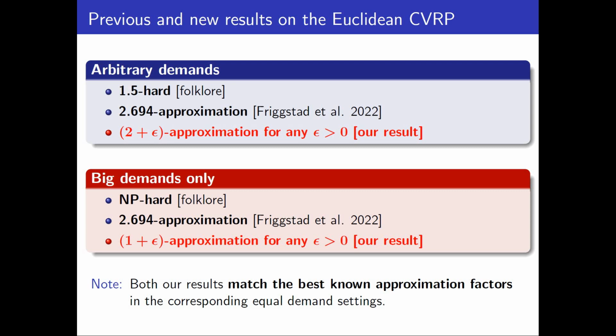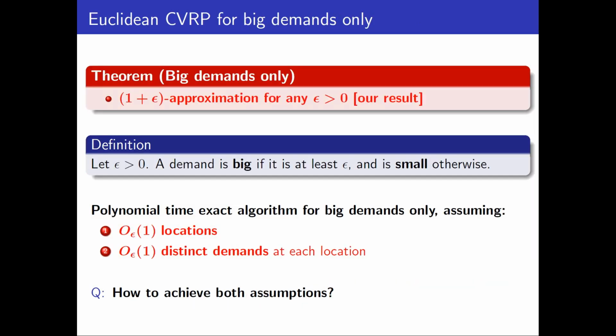Now I'm going to present our result on the Euclidean CVRP for big demands only. Let epsilon be some positive constant. We say that a demand is big if it is at least epsilon and is small otherwise. When all demands are big, it is easy to design a polynomial time exact algorithm if both of the two assumptions hold. First, we assume that there is a constant number of locations. Second, we assume that there is a constant number of distinct demands at each location.